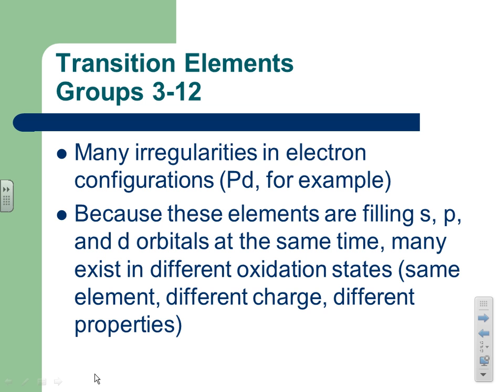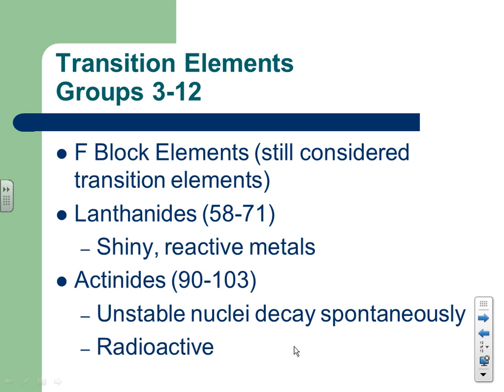Good? Last, the two rows down at the bottom that we sometimes refer to as the f block, because if you look at their electron configurations, they will be filling up f orbitals. Okay? The top row we refer to as the lanthanides or the lanthanoids, depending on what you call them, depending on what book you read. They are shiny and they are very reactive. Okay? They're just like some other metals.